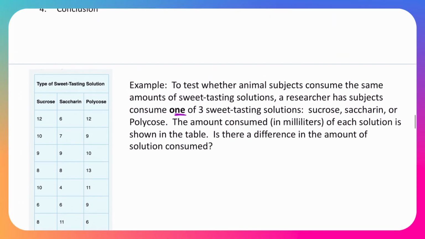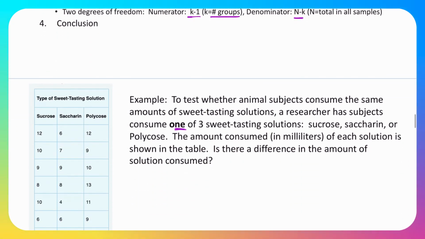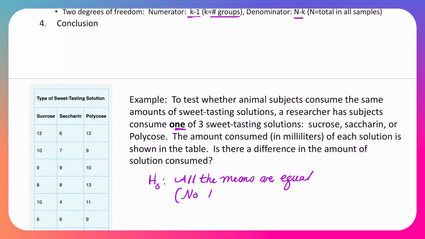Okay, so we're going to use technology to find our test statistic and p-value, but let's go ahead and write our assumptions, our hypotheses. So first, the null hypothesis is that all the means are equal. In other words, if you want to state that more informally or in the context of the problem, there's no difference in the amount consumed of each sweetened solution.